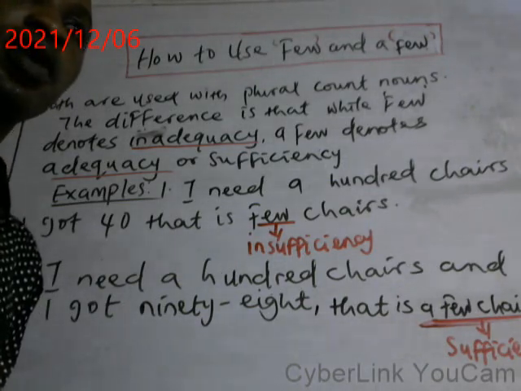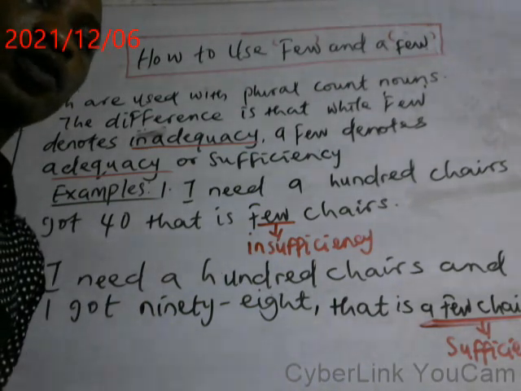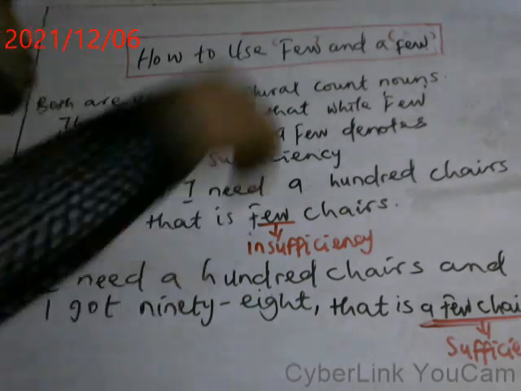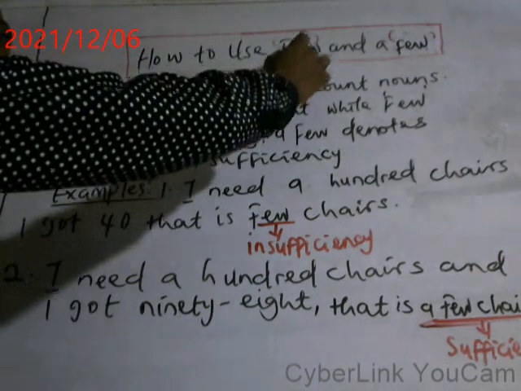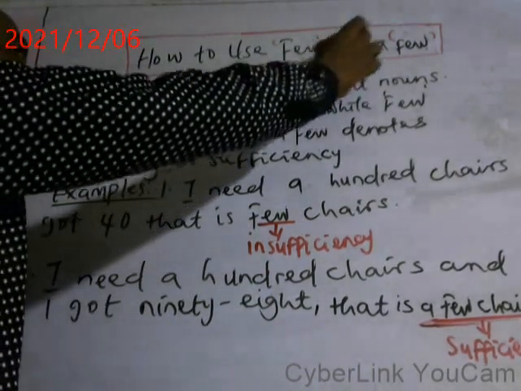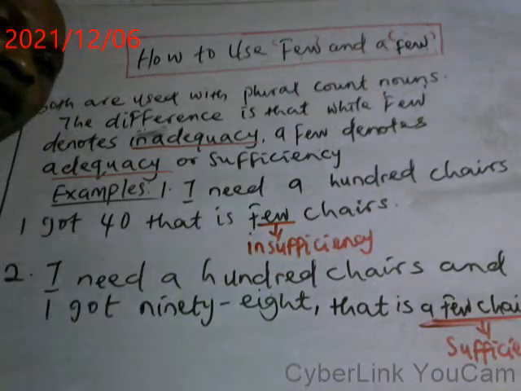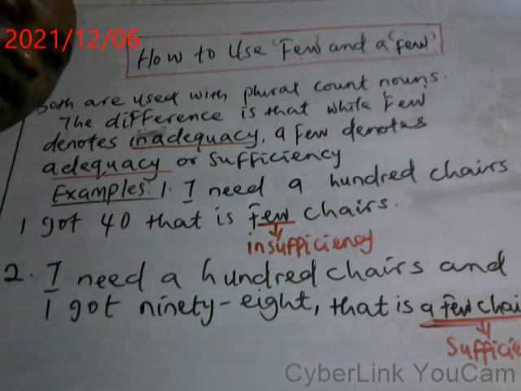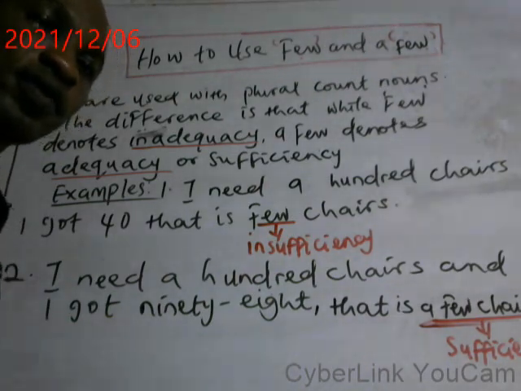V-I-E-W. That one is a verb, okay? But the type of few I have in mind is this: few, F-E-W, and a few. How can we make use of this in the English language? There is no doubt about this.